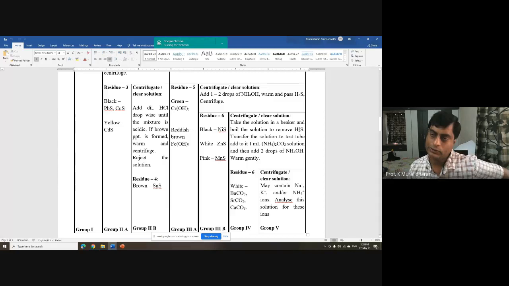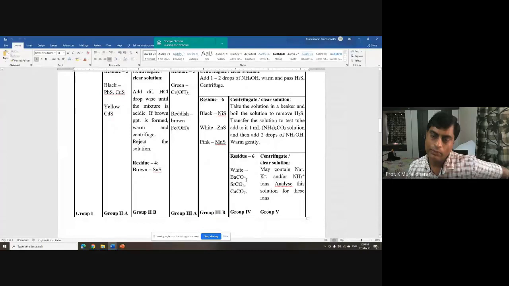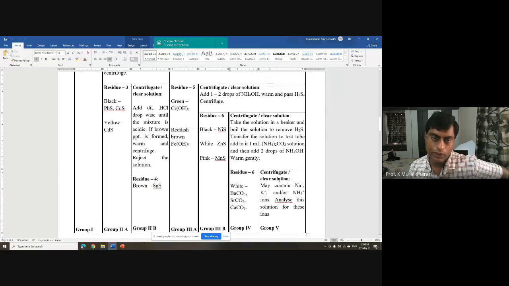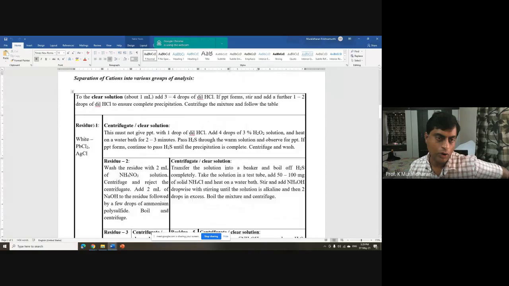To that solution, you are adding ammonium carbonate solution and ammonium hydroxide here. So it is forming barium carbonate, strontium carbonate, calcium carbonate. All will be white solid only. Okay, all will be white solid here. Today, because we have strontium in the solution, you will get precipitate here. I think this is supposed to be residue number 7.